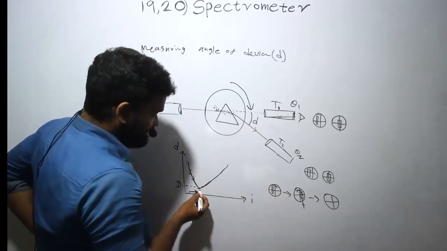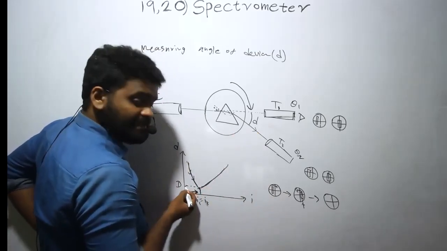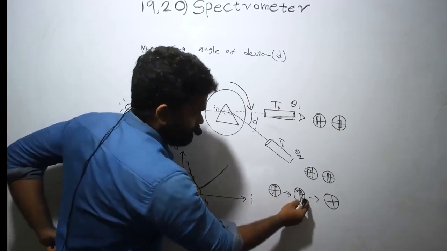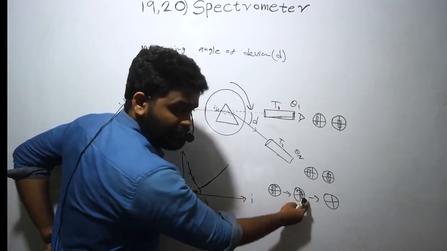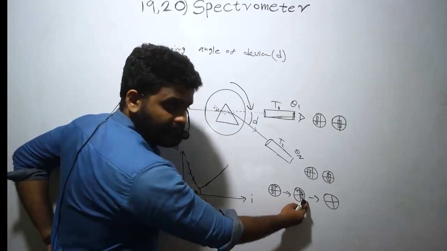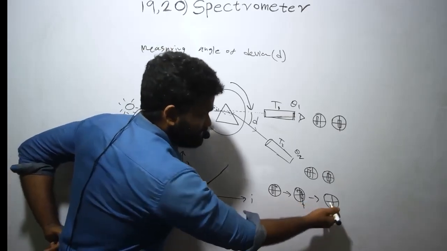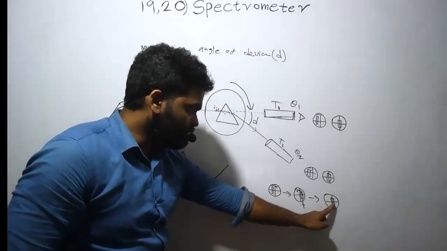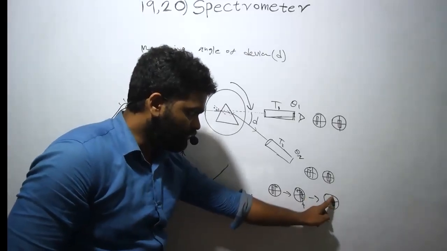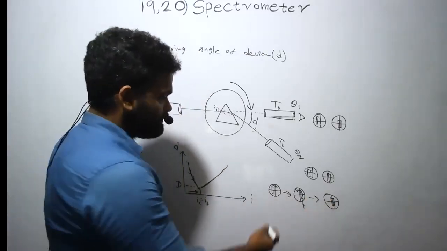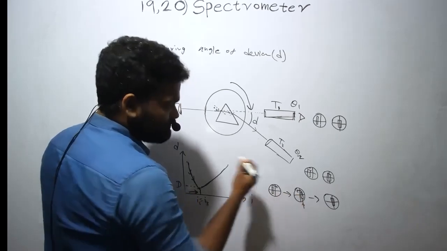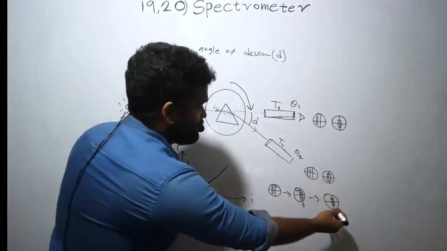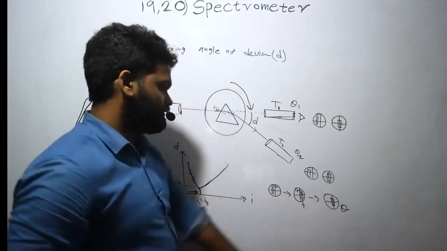You know that the starting position happens at the D minimum value, right? Then you have to identify this location and you stop the telescope. Then you fine adjust till you get the image of the slit onto the cross wires, right? So it's here, it starts to move to here, then you get it to the cross wires. Then take that reading. Let's say theta.